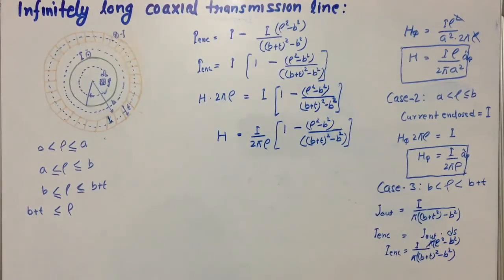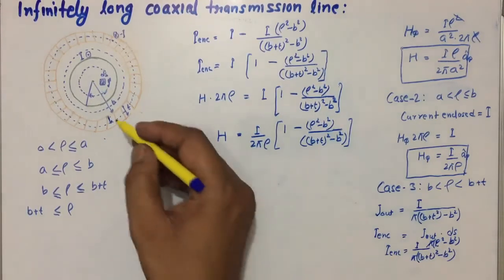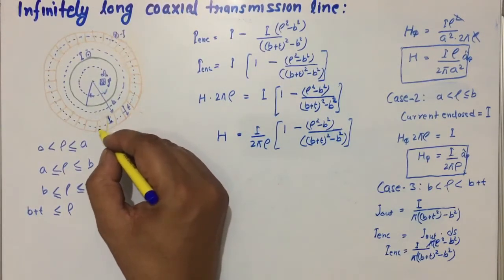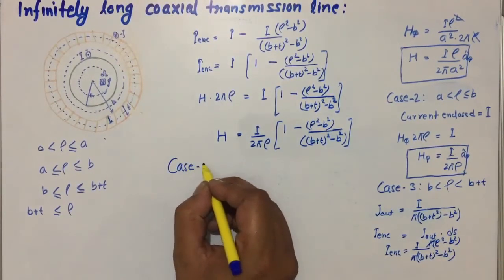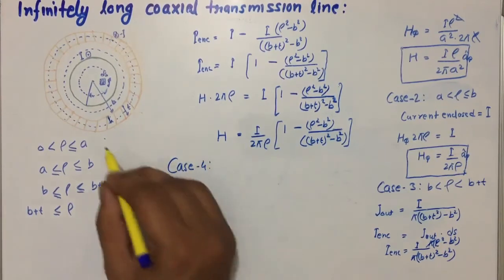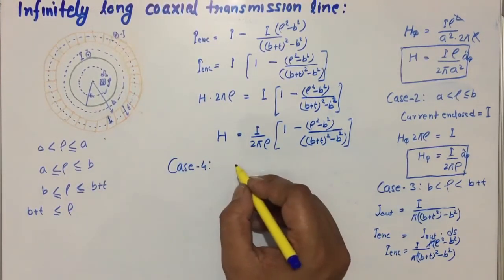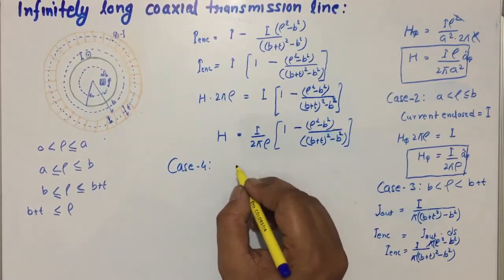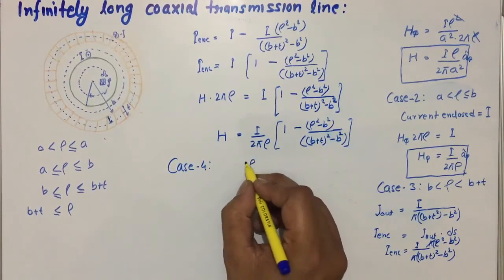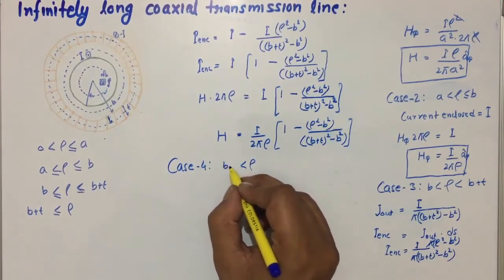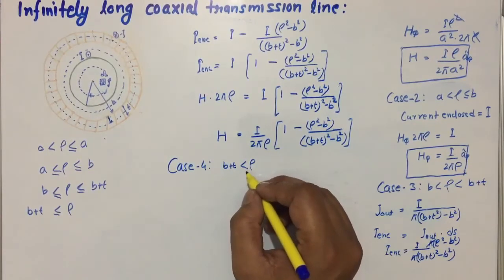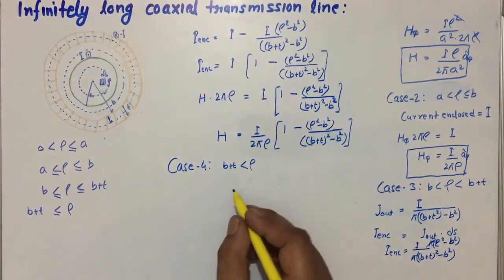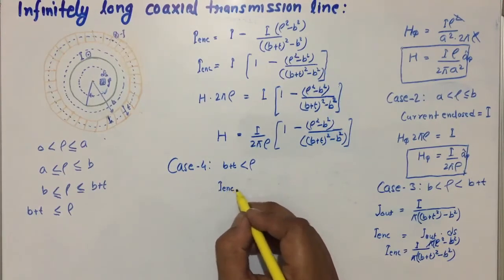Okay, so this is for the case when the observer lies inside the second conductor. Now consider the fourth case, that is, the observer lies outside of the coaxial line. In that case, our observer is away from the outside of the cable.